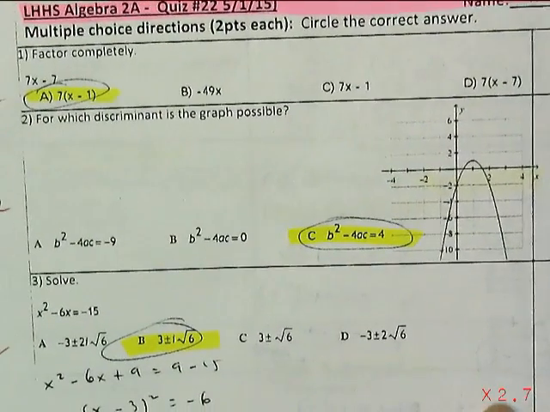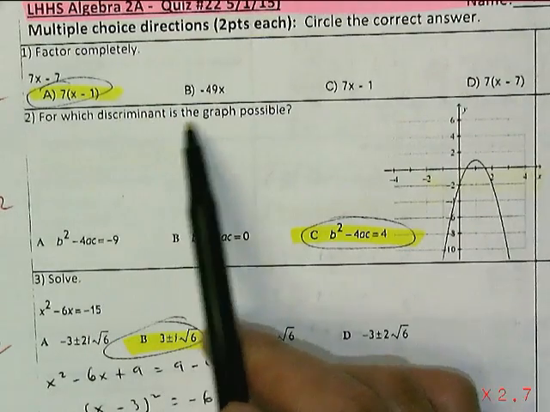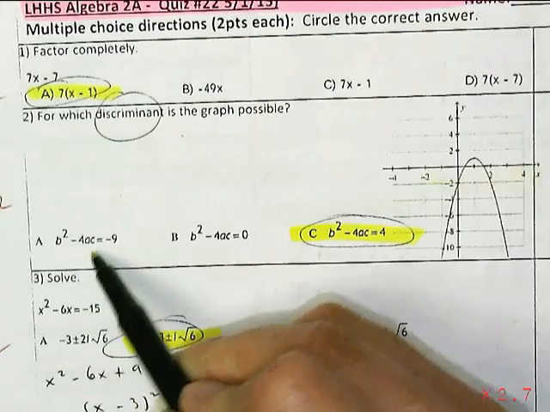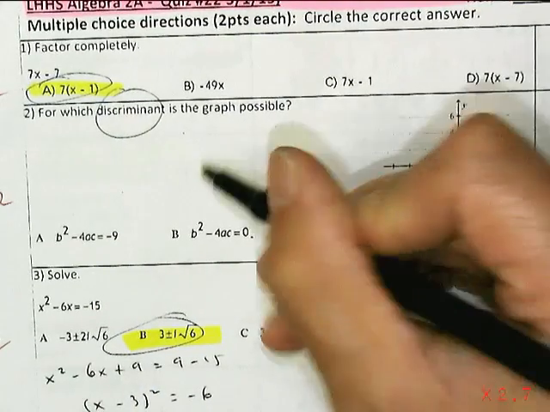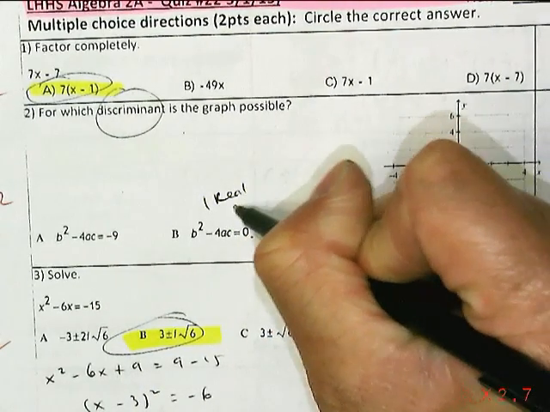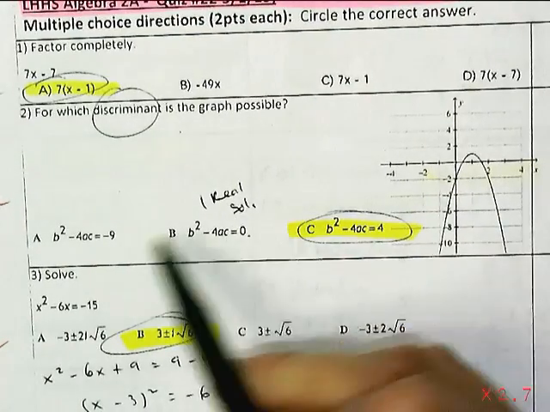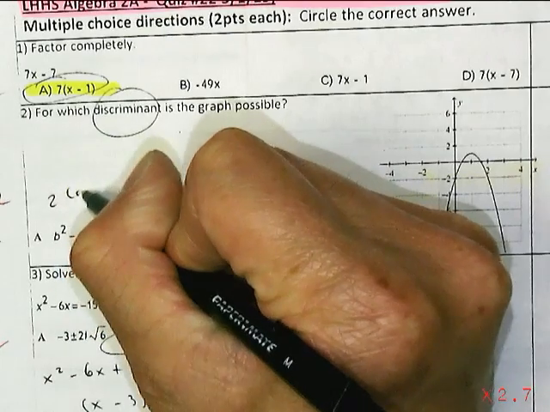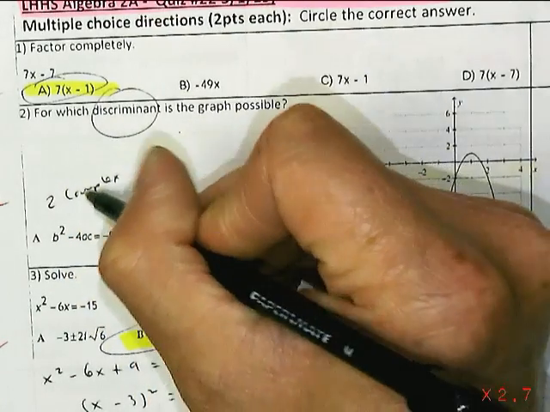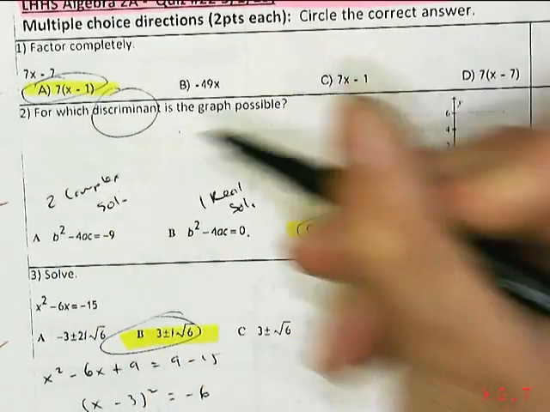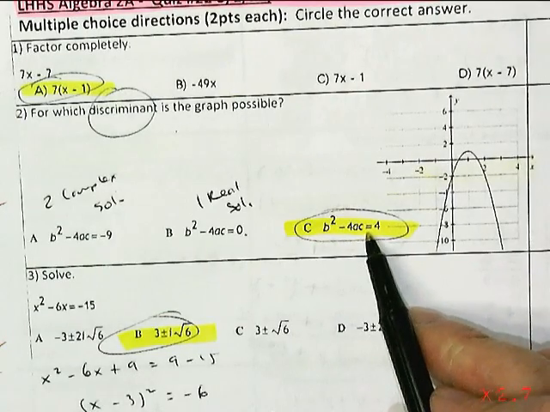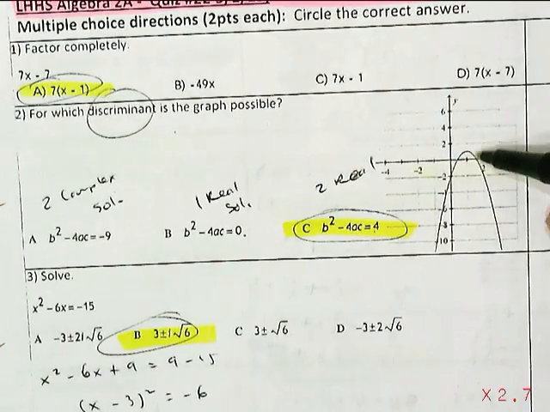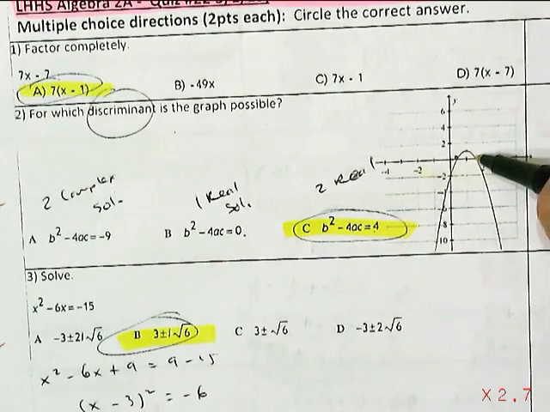Question number 2, this was on the last quiz. For which discriminant is the graph possible? Normally we talked about the discriminant to be b squared minus 4ac. If it's equal to 0 like this problem, there's only going to be one real solution. If it's less than 0, this means it has two complex solutions, which means it doesn't touch the x-axis. And the answer is C because if it's greater than 0, it'll have two real solutions. And you'll notice that this graph crosses the x-axis in two places.